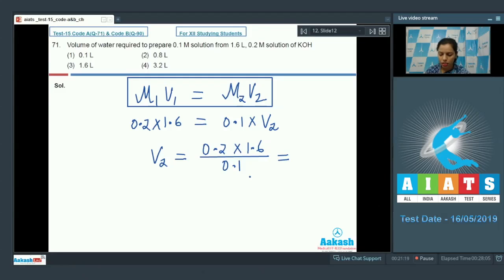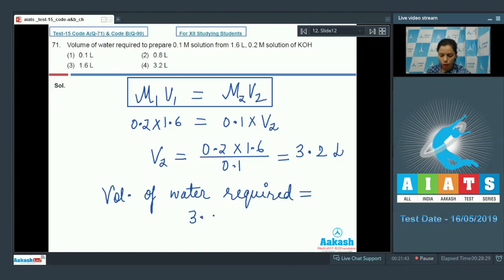So it gets changed into 3.2 liter. V2 is 3.2 liter. Already 1.6 liter is available. So how much water you need to add? The volume of water required to be added for the process of dilution is equal to 3.2 minus 1.6. That's very simple. 1.6 liter you need. And where is this given? This is given here in option 3. So just choose that as your correct answer.